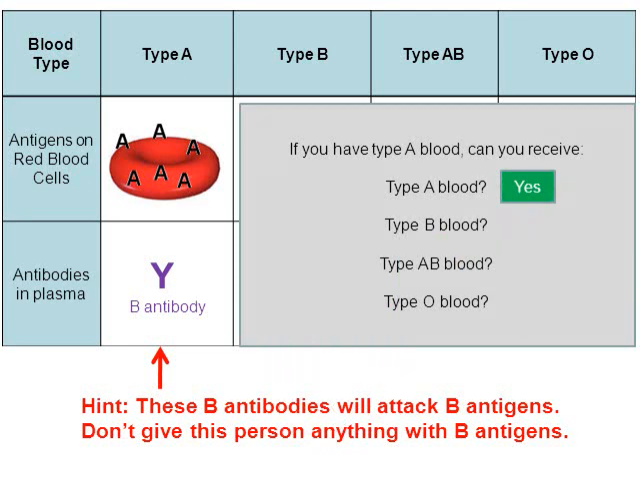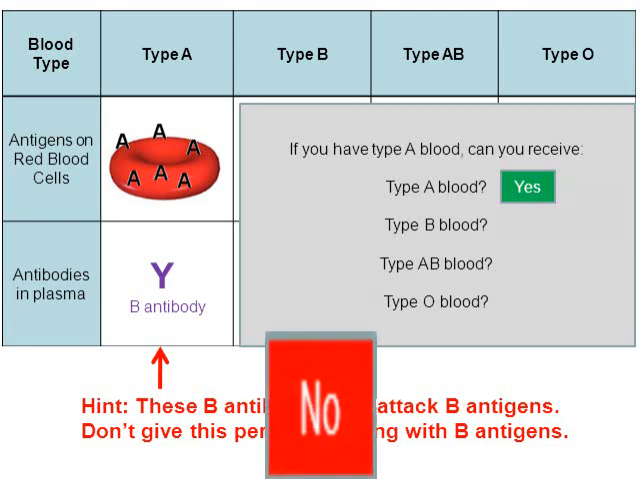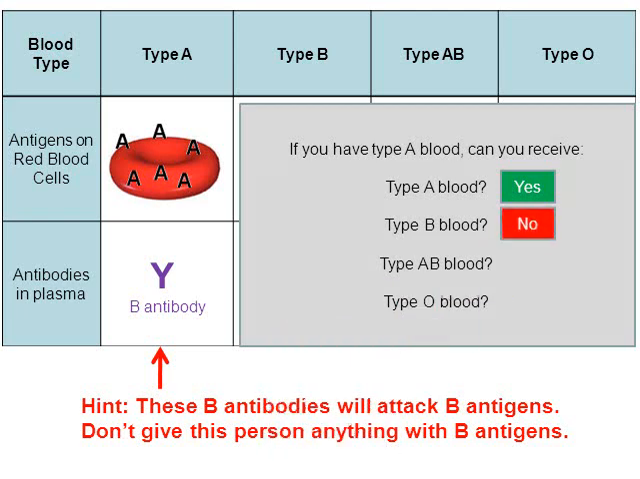The next one, if you have type A blood, can you receive type B blood? No, because type B blood has B antigens. That's why it's called type B blood. How about the next one? If you have type A blood, can you receive type AB blood? No, because there's a B in AB blood. That would cause the antibodies to attack. And then the last one, if you have type A blood, can you receive type O blood? Yeah, that's safe. Type O does not have B antigens.